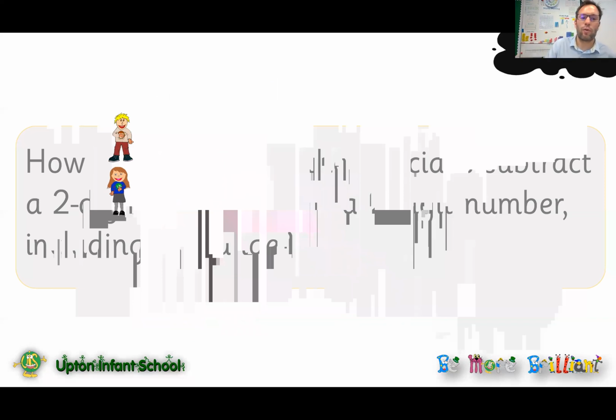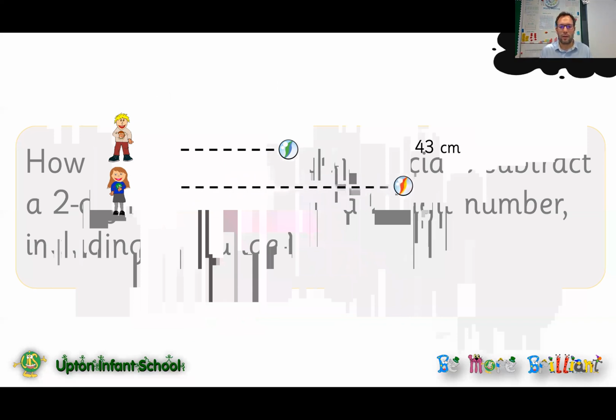Oh, look, here's 2 more of our friends. Oh, look, we have got Wilf, who's rolling a marble. And there's Wilf's friend. She's rolling a marble as well. He's rolled his 43 centimeters. And Molly, how far can you roll yours? Wow, that was a good roll, Molly. She rolled hers 82 centimeters.